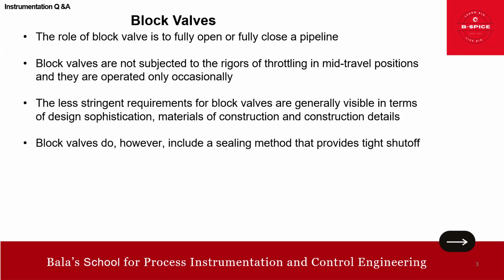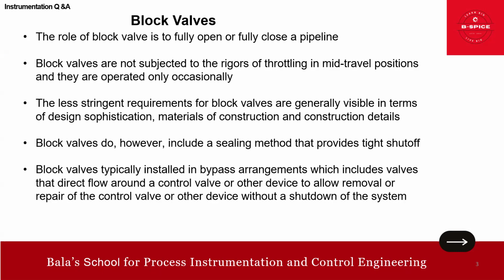Block valves do, however, include a sealing method to provide a tight shut-off. So the tight shut-off requirement is always there based on the application. Block valves are typically installed in a bypass arrangement, which includes valves that direct a flow around a control valve or other device to allow removal or repair of a control valve or other device without a shutdown of the system. So assume you have a control valve in the line; this is considered like a bypass valve. So this is the basic of block valves.